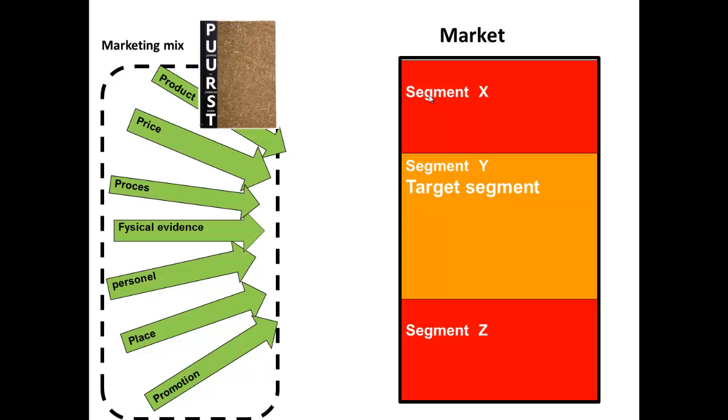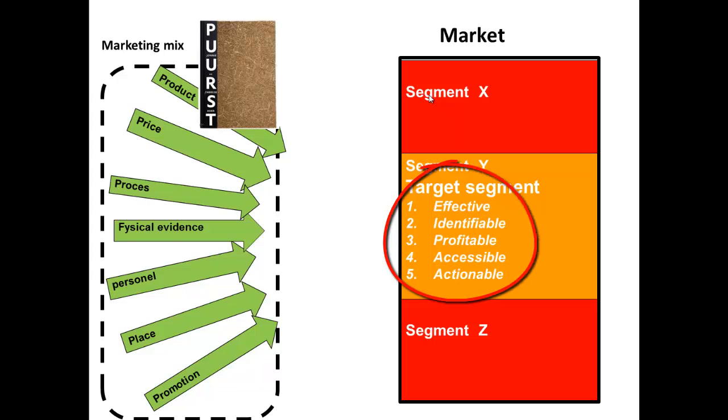But because most people want to start with the marketing mix, the first thing is to analyze the market better. After your segmentation you should choose a target segment which responds best to your marketing mix. So how do you choose a target segment? There are 5 criteria. It should be effective, identifiable, profitable, accessible, and actionable. I will now talk about each of these 5 criteria for a good segment.